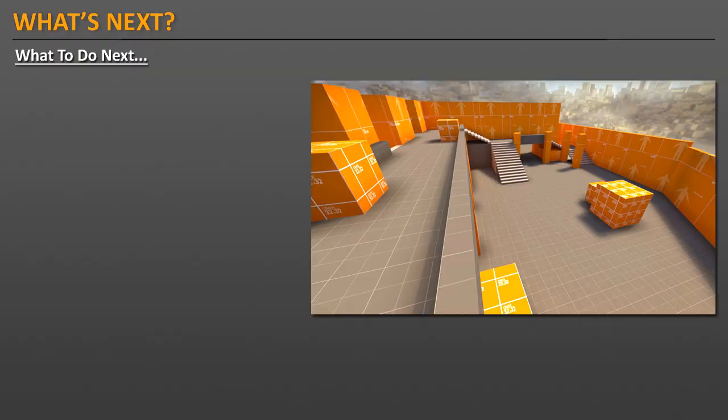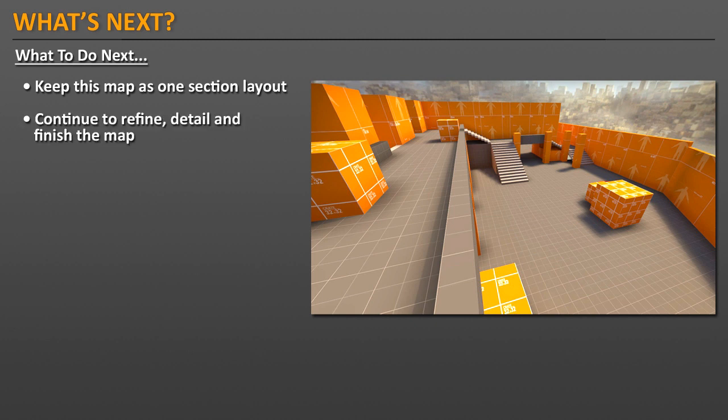We have now reached the end of this tutorial, and what do you do next? How do you take this layout and turn it into a full playable completed map? Well, you have a couple of options. First, you can keep this map as one section layout. If you had a lot of fun and a single site, single hostage rescue, or a deathmatch map that you created is fun to play, then you keep it as is and you continue to refine, detail, and finish this map. This means texturing, refining the BSP brushes, adding props, and optimizing the map while keeping the same exact layout that you had fun in.